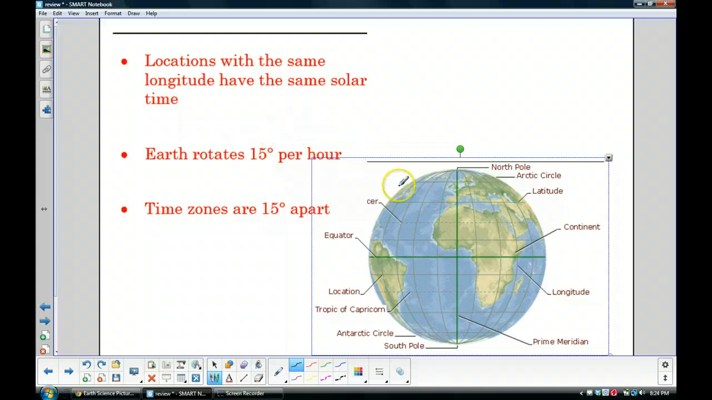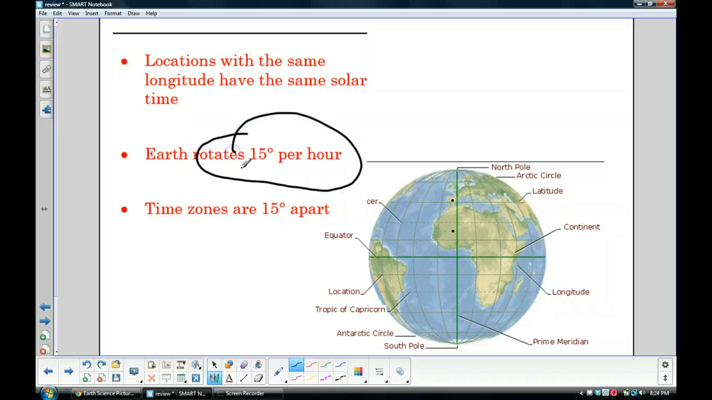Longitude allows us to figure out the time. Using solar time, we can figure out our longitude. If there are two places that are on the same longitude, we have the same time. They have the same solar time. So the time zone is going to be the same. We spin 15 degrees per hour. That's an important number to remember, 15 degrees per hour. And so if 1 hour goes by, then you've moved 15 degrees this way.